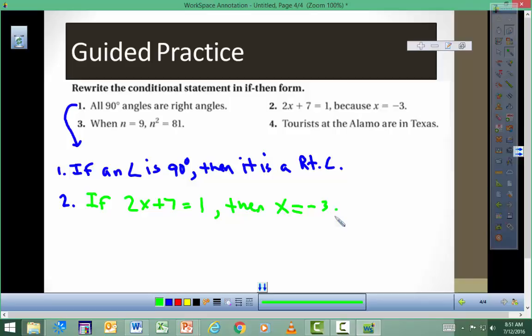Sometimes when you write if-then statements, the statement doesn't necessarily have to be true. I think in this case it is, because if we were to move the 7 across, we would subtract 7, and 1 minus 7 would give you -6, and then you divide by 2, which would give us x is equal to -3. But just keep in mind, when you're creating a conditional statement, it doesn't necessarily have to be true.